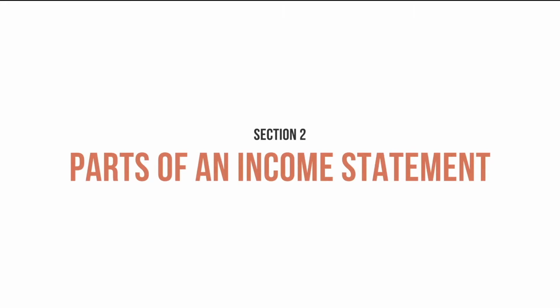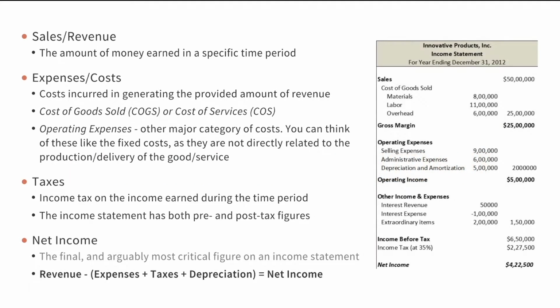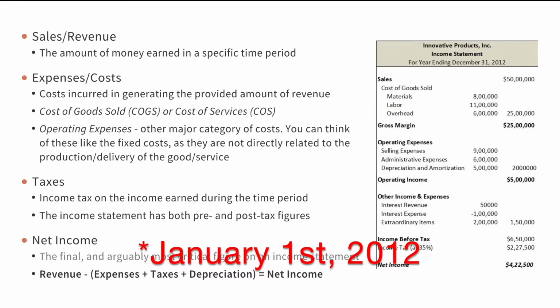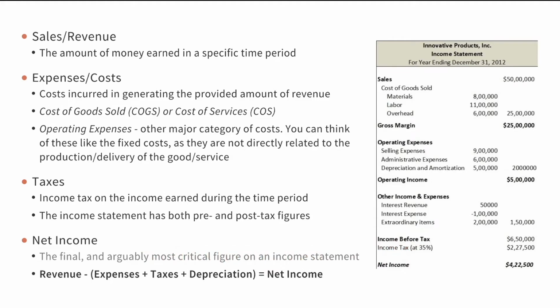Next, let's talk about the parts of an income statement. First, we have sales or revenue, and that is the amount of money earned in a specific time period. If you look at the income statement on the right, you can see that it is for the year ending on December 31st, 2012. So the $5 million in sales that the company did were earned during that fiscal year, from December 31st, 2011 to December 31st, 2012.